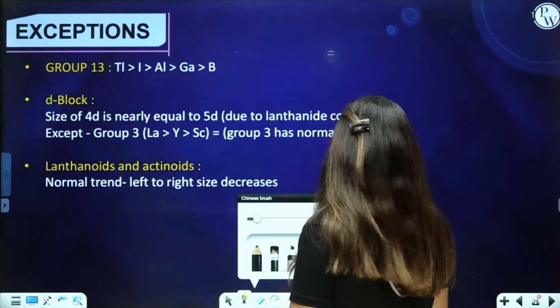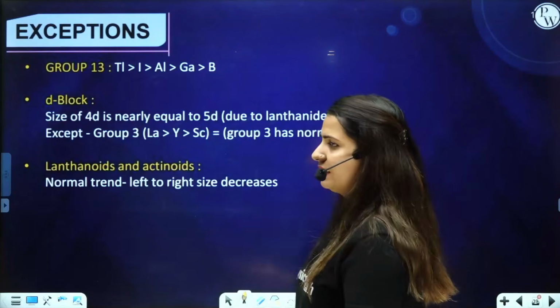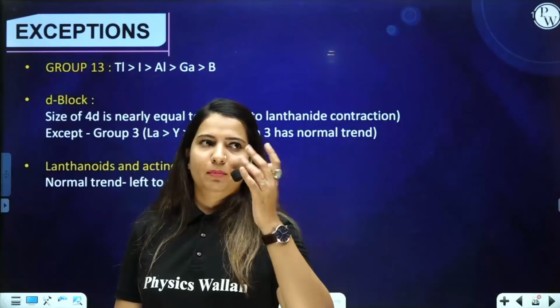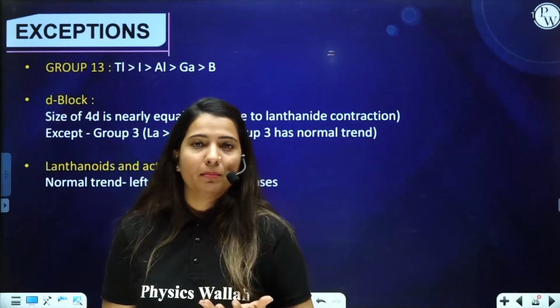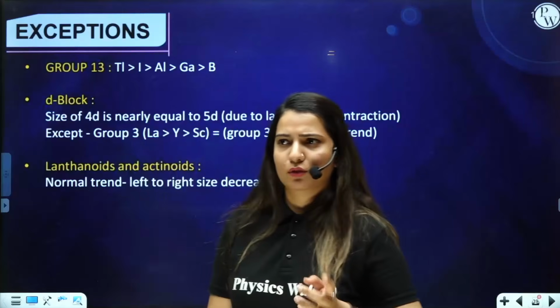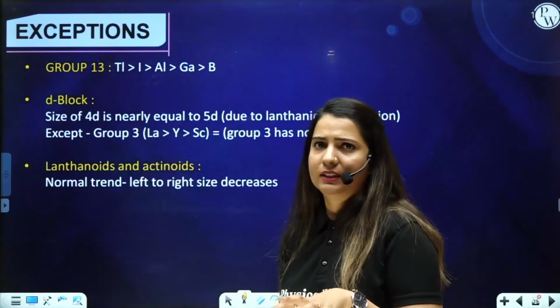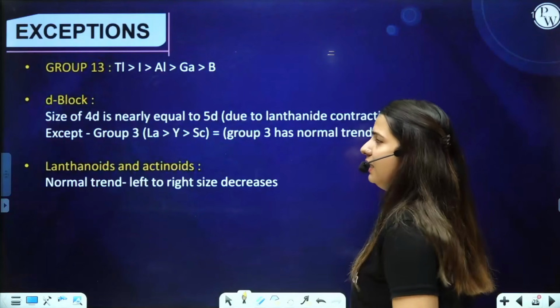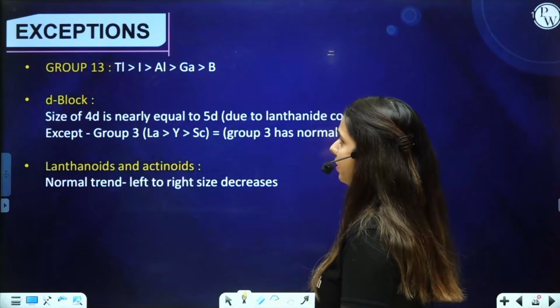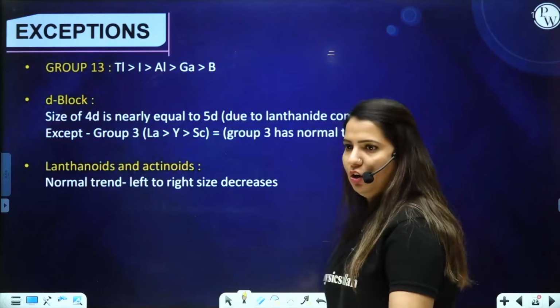Exceptions. See, I have written exceptions over here. As we will study the lanthanoids, actinoids, D block, P block, we will discuss all these things in a more deeper manner. But right now I have written the exceptions. If you are trying to solve the questions related to the periodicity, just see them and give your answers. Group 13 is having a very exceptional order of the sizes.